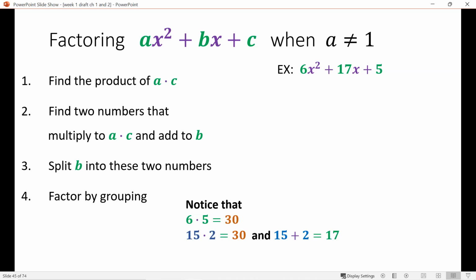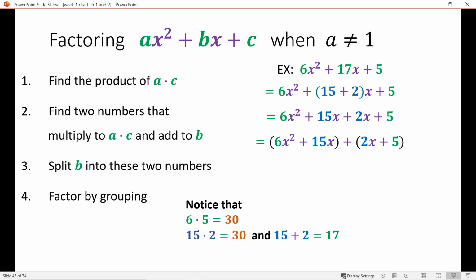So take a look and notice that 6 times 5 is 30. All right, so we need two numbers that multiply to 30, but they have to add to 17. So that's going to be 15 and 2. 15 and 2 add to 17, and they multiply to 30. So we can break our 17 up into a 15 plus a 2, which is okay because 15 plus 2 equals 17. And now we've got 4 terms here, and we can factor by grouping.